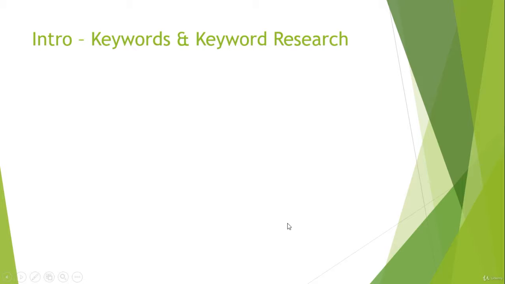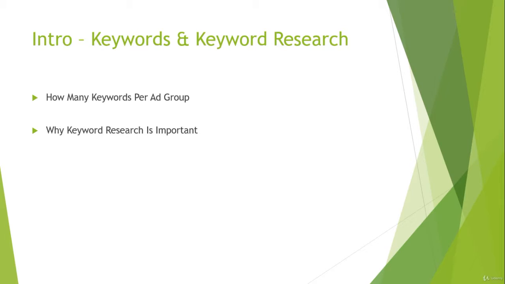Now in this section we will be looking at keywords and keyword research, and we will look at how many keywords you should have in each of your ad groups. That's an important factor to your quality scores and other important metrics that you're tracking. We'll also look at why keyword research is important and why you should do it at the beginning and throughout your advertising, and how you should do it. And we'll look at how you can do keyword research in Google Ads, which is one of a number of ways that you can carry out keyword research.